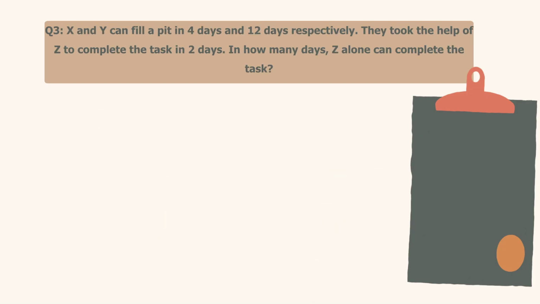This is the third question. X and Y can fill a pit in 4 days and 12 days respectively. They took the help of Z to complete the task in 2 days. In how many days Z alone can complete the task? So here we have 3 people, X, Y and Z. Can you solve the question?